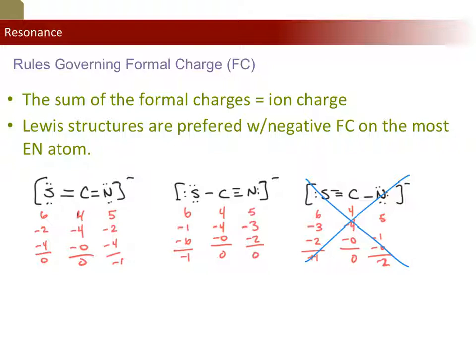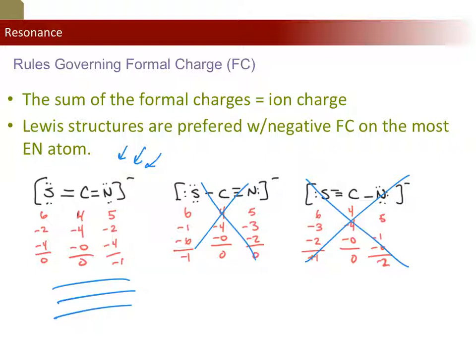So the second rule is that Lewis dot structures are preferred with negative formal charges on the most electronegative element. Now I would have to tell you the numerical value of these two, but I'll tell you right now that nitrogen is more electronegative than sulfur, and so the formal charge of -1 should be applied to the nitrogen, and in this case, the first resonance structure is the preferred resonance structure of these three options. So I'll double or triple underline this one, tossing out the other two.